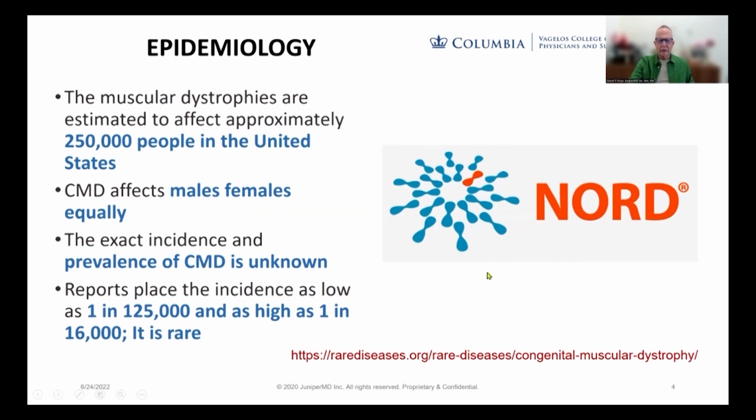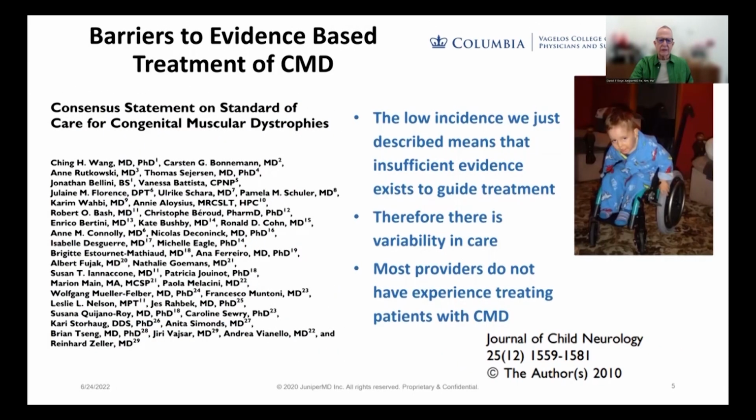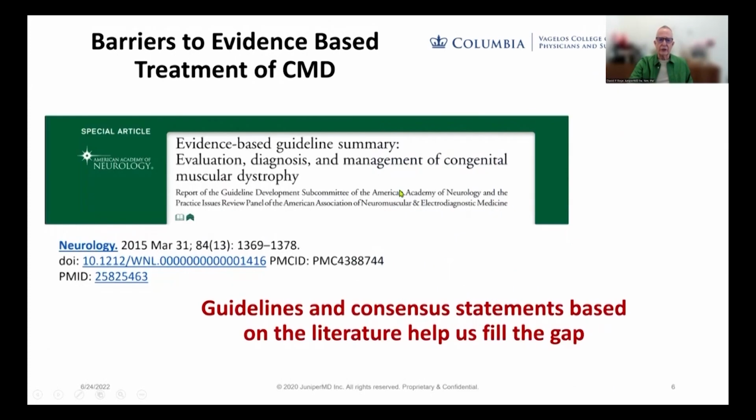We'll briefly talk about epidemiology. There are about 250,000 people in the US affected by muscular dystrophies. And the exact incidence and prevalence, of course, is not known, but it's low, and we've known that. The low incidence means that there's insufficient evidence to guide treatment, and that creates barriers to evidence-based treatment of CMD. There's variability in care as a result, and most providers don't have experience in treating patients with CMD.